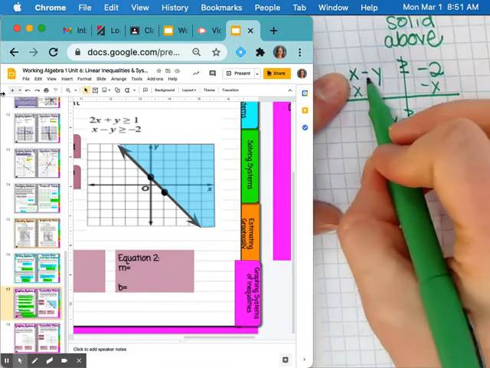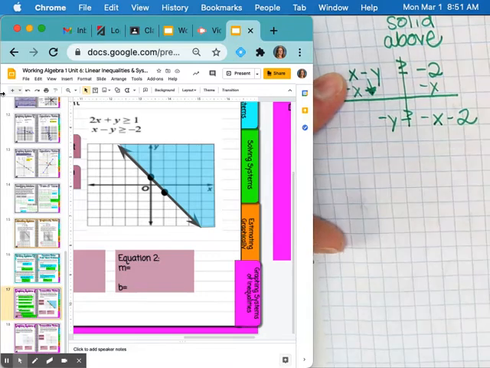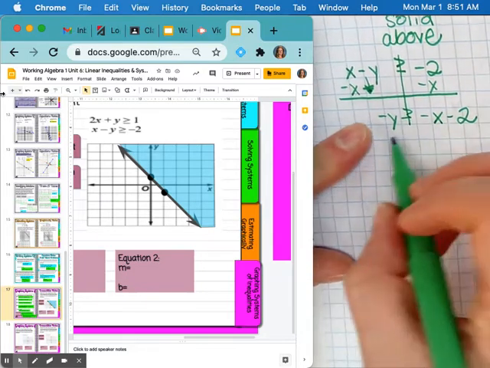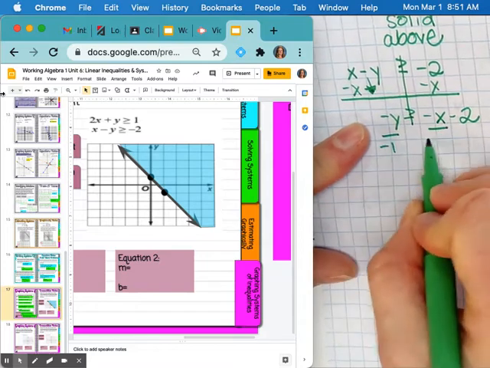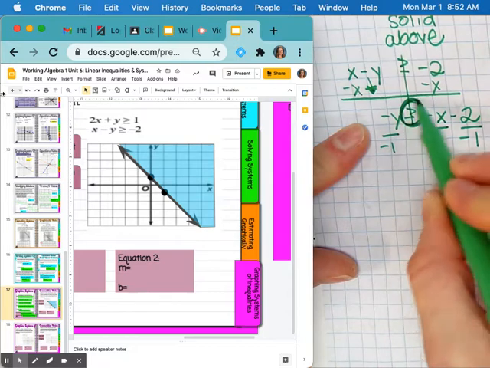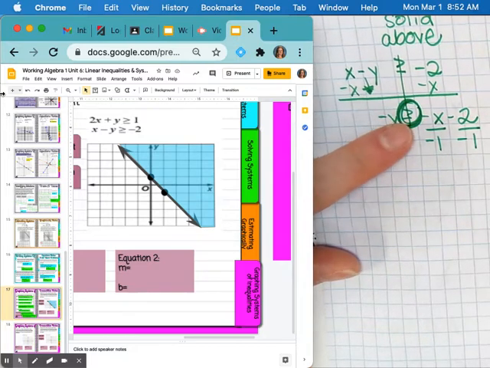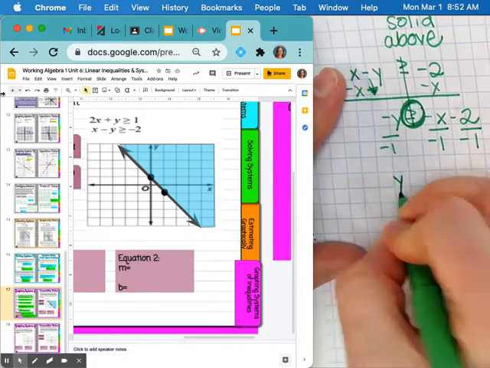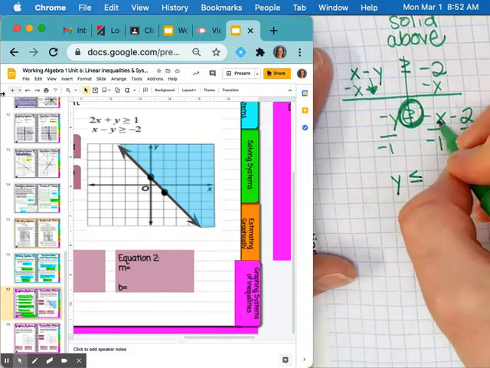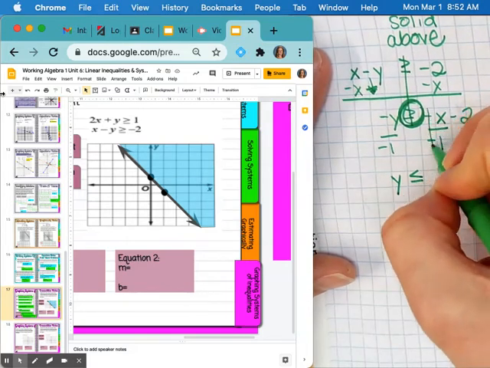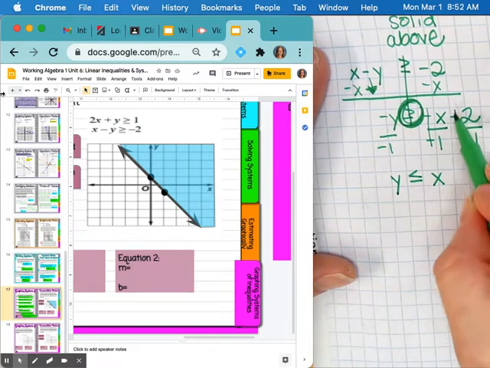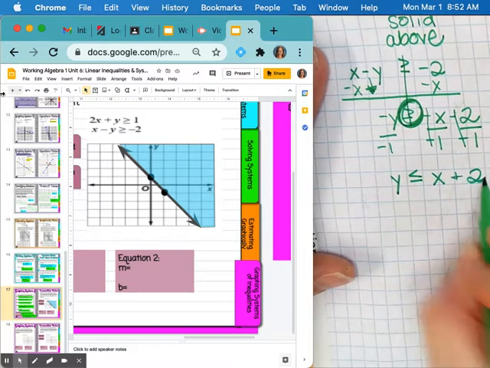I had to carry down that negative, which I wanted to say y, not negative y. And what do you do with the inequality symbol anytime you divide by a negative? Flip it. So y is now less than or equal to. What happens to negative x over negative 1? It becomes positive x. Negative 2 divided by negative 1 is positive, so plus 2.